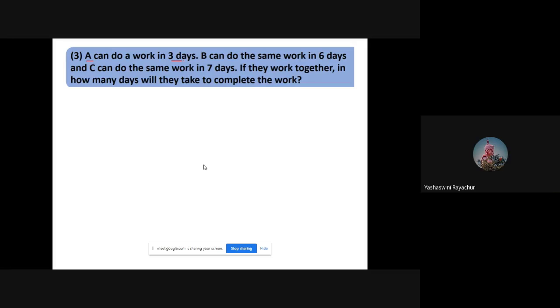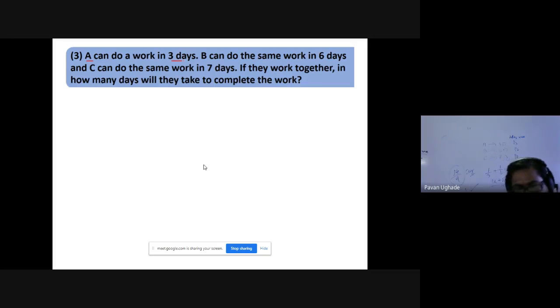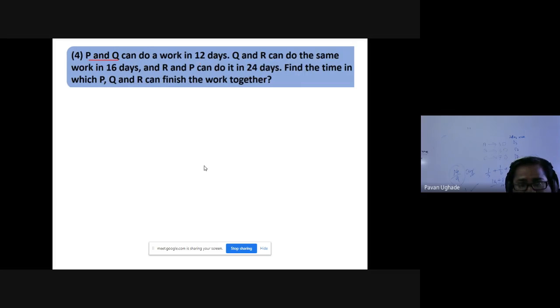Understood. Very good. Okay, let's move on to the next important question. This is also again a relation question. Here I'll just write down the given data.